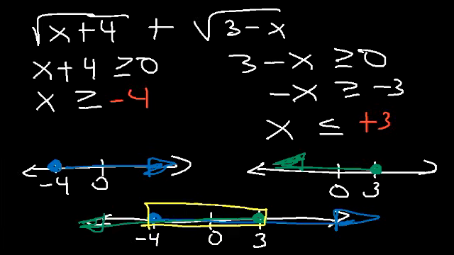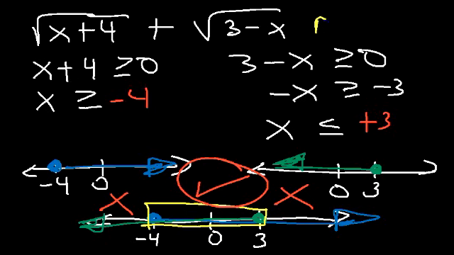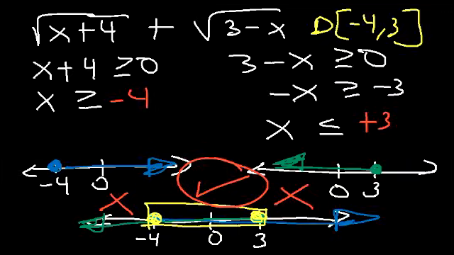That's positive. Now, if I plug in a number outside of 3, like let's say a number greater than 3, like 4, 3 minus 4 is negative. It doesn't work. So we could put an X there. If I plug in a number less than negative 4, like negative 5, negative 5 plus 4 is negative. It doesn't work. So it only works in this region. Therefore, the domain is going to be from -4 to 3. And it includes both -4 and 3 since we have a closed circle at those 2 points.